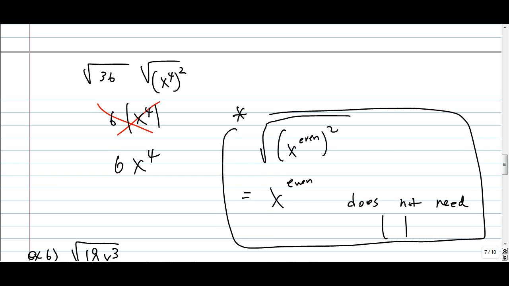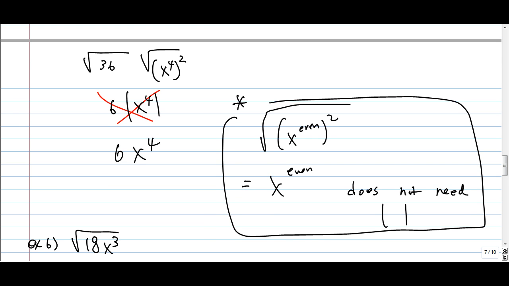Now knowing this, why don't you try this one? This is what you guys have been asking, right? What if inside the square root you have an odd power there? That's kind of what you're asking. Okay, we'll do this one first and then we'll answer your question. Try this. How many people think they have the right answer?